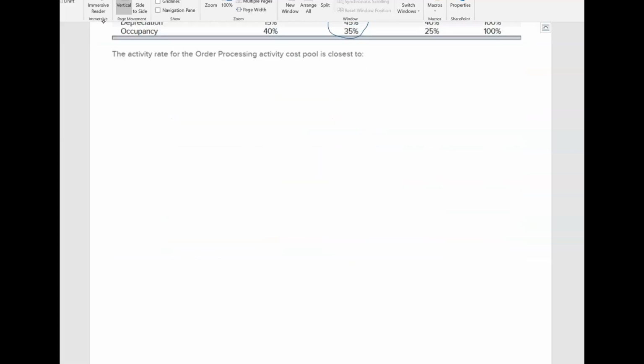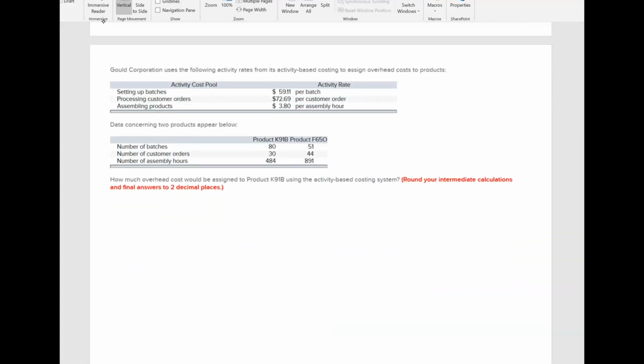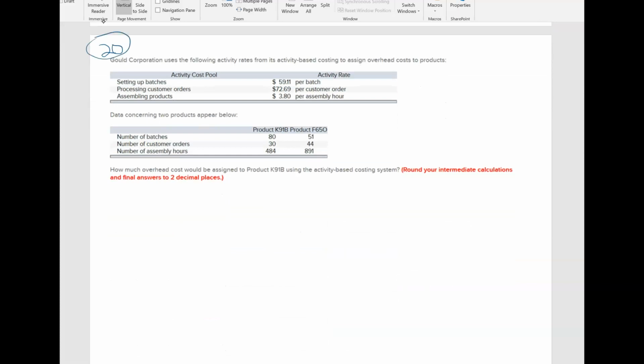And 20 is also similar. Okay, for this one, we're going to do the batches. We need the overhead costs that would be assigned using activity-based costing, which is chapter 7. Okay, so we have our batches, our customer orders, and our assembly hours.